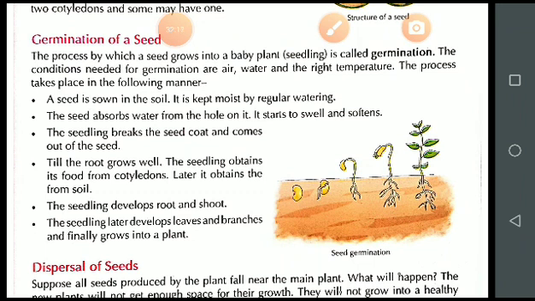The seed develops root and shoot. I already explained that. These are the two parts which we study in a plant: the root below the ground and the shoot above the ground. The seedling later develops leaves and branches and finally grows into a plant.